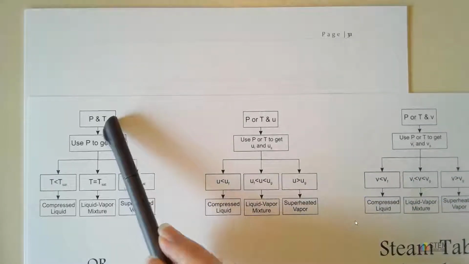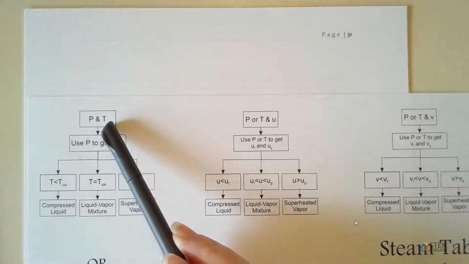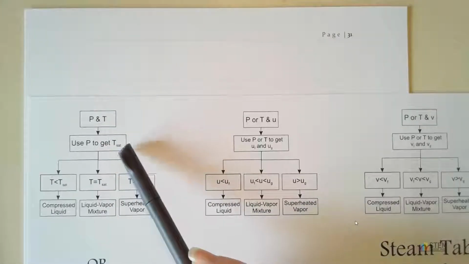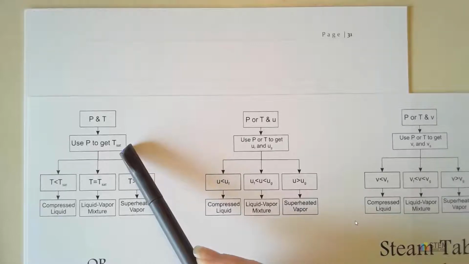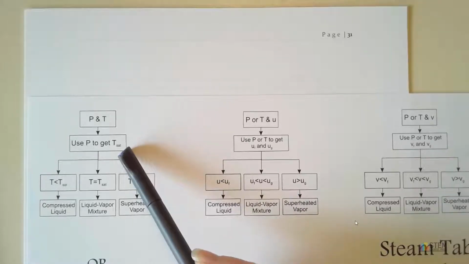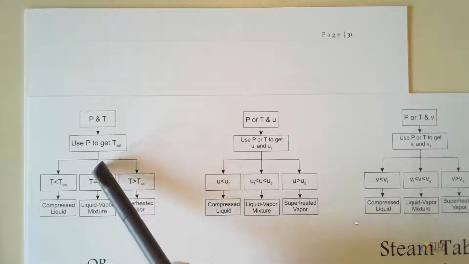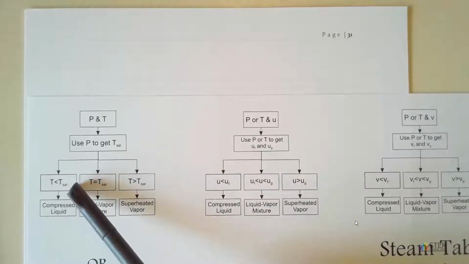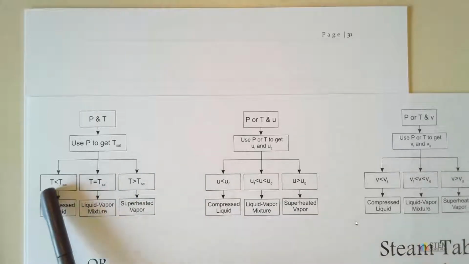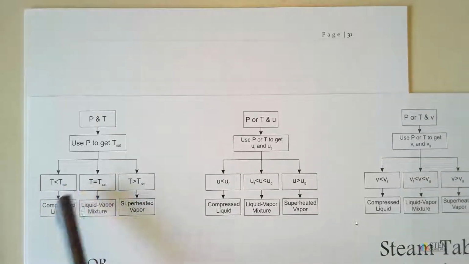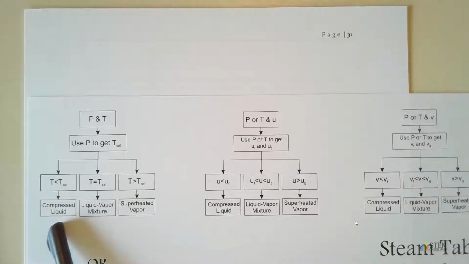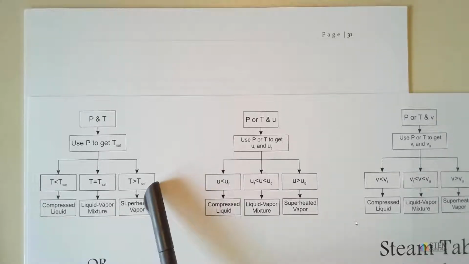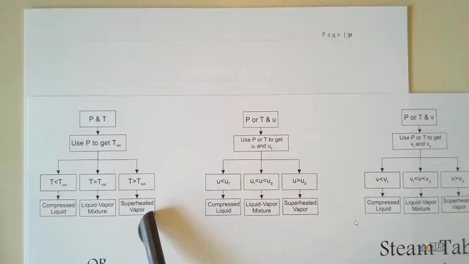So in this case, if I was given pressure and temperature, I'm going to use the pressure to find my saturated temperature, and then using that saturated temperature, I'm going to compare my given temperature to that Tsat. So if my temperature is less than the saturated temperature, I know I've got compressed liquid. If I have a temperature greater than the saturated temperature, I've got superheated vapor. Right? So that's kind of how the table is set up.